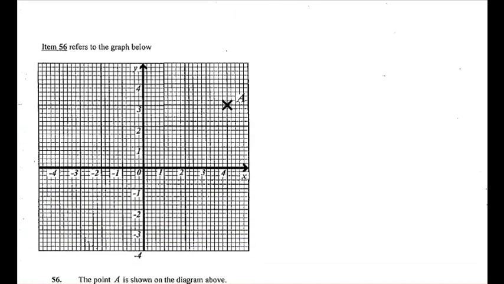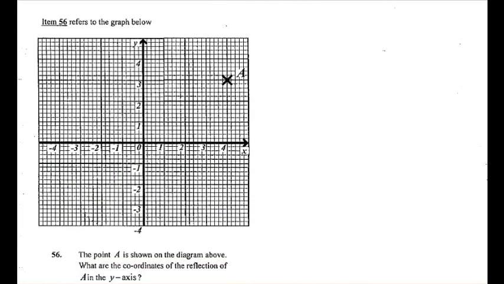So we're coming along nicely, guys, and we are maximizing our marks. The point A is shown on the diagram. What are the coordinates of the reflection of A? Remember, with reflection, it's like looking in a mirror. So you're looking at the same exact thing within this mirror. So we are reflecting A into the y-axis.